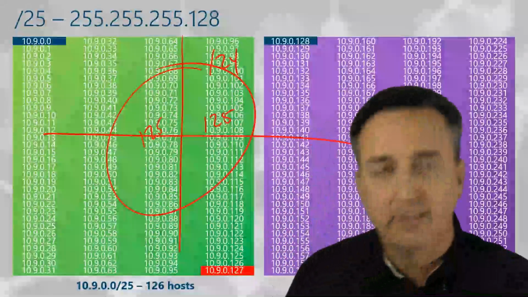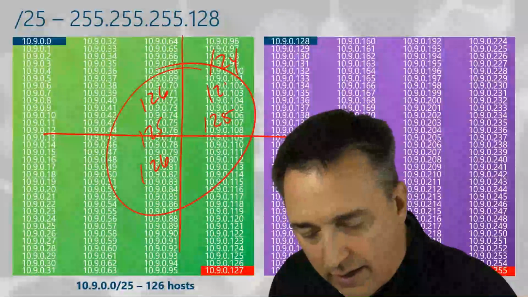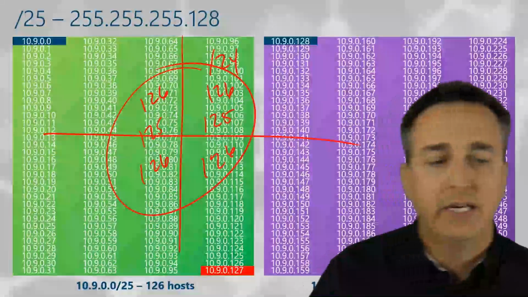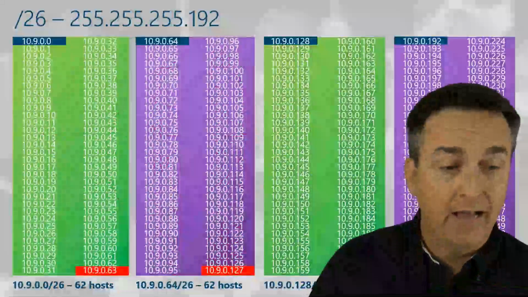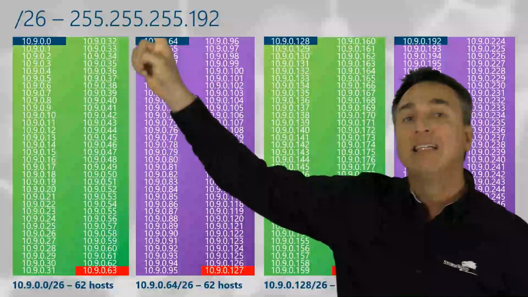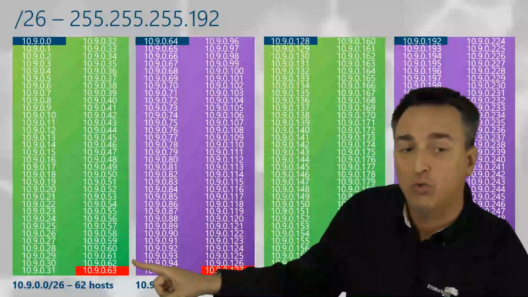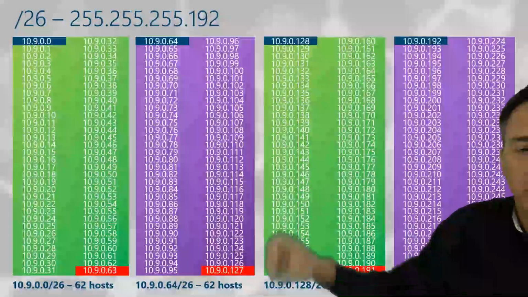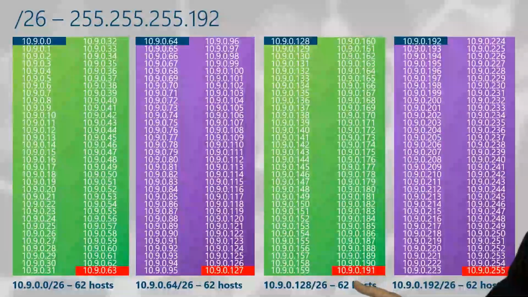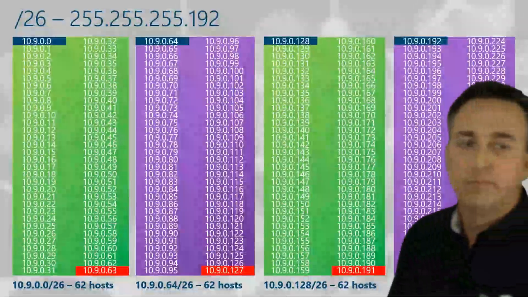What if we did this? Now we've got a /26, a /26, a /26, and a /26. So how many do we have? We now have 4, don't we? Look at that. Boom, there's the 4 of them. So now you got a network that starts at 10.9.0.0/26 and ends at what? 10.9.0.63. This one starts at 64 and goes to 127. This one starts at 128 and goes to 191. This one goes from 192 to 255.